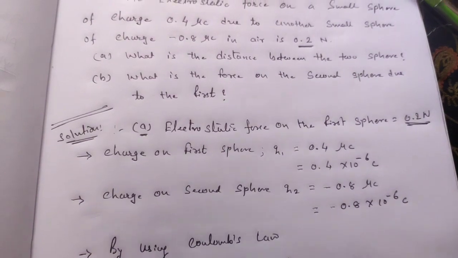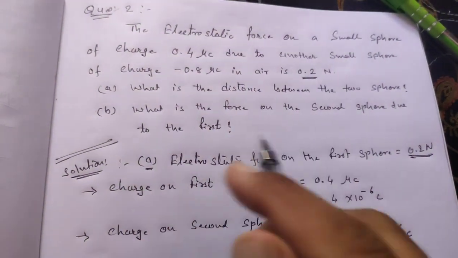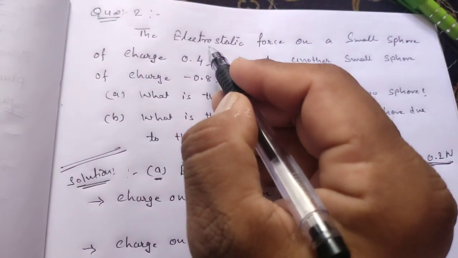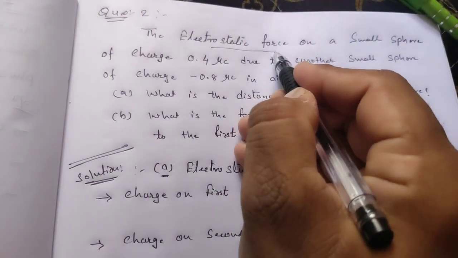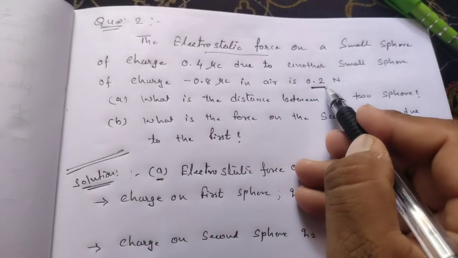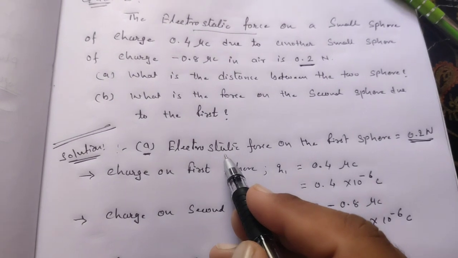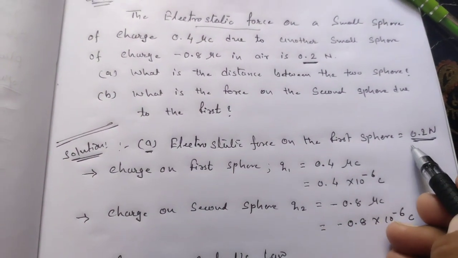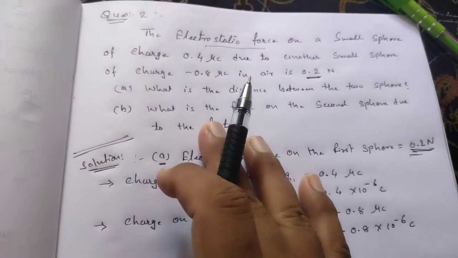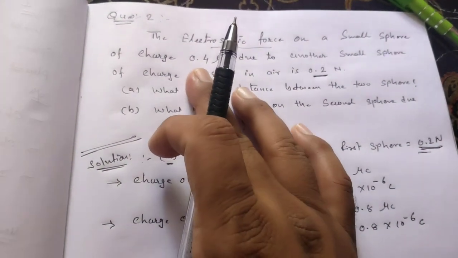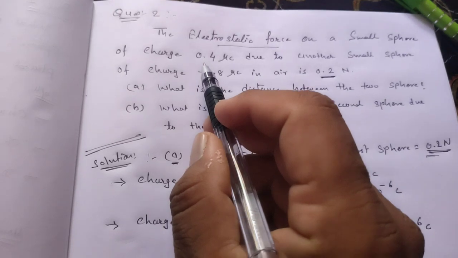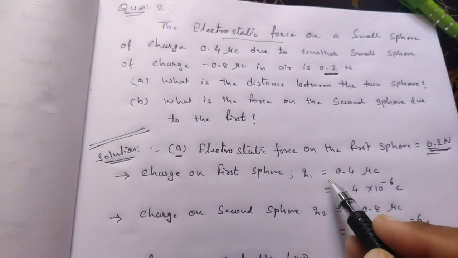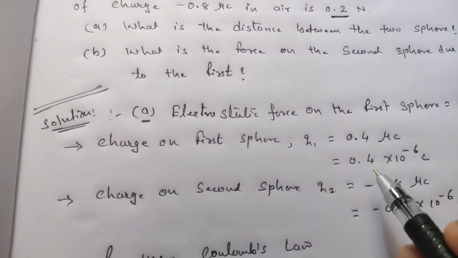First of all, whatever data we have, we are analyzing over here. The first thing given is the electrostatic force, and that is 0.2 Newton. So let us take that data. Electrostatic force on the first sphere is 0.2 Newton. Then the charge on the first sphere, we have q1 equal to 0.4 microcoulomb.